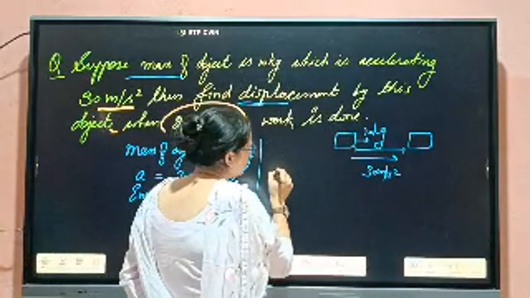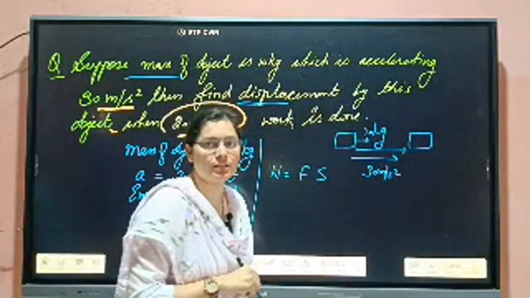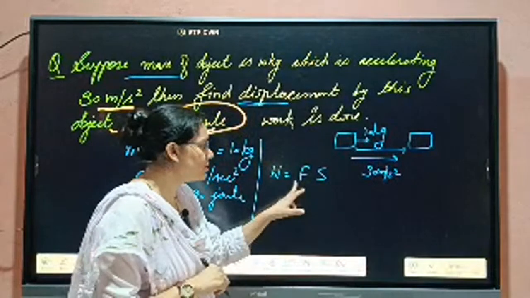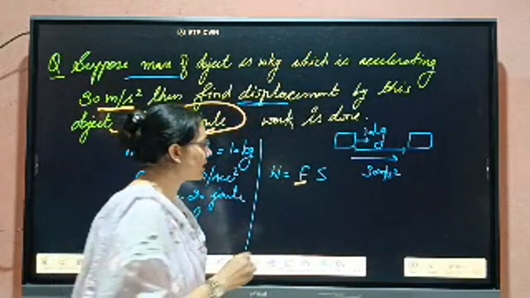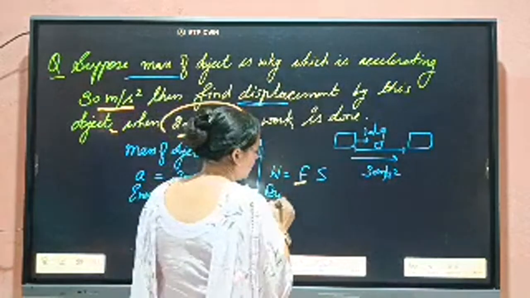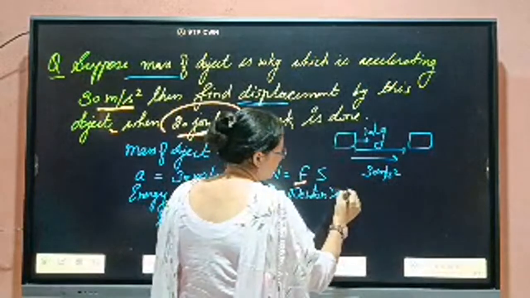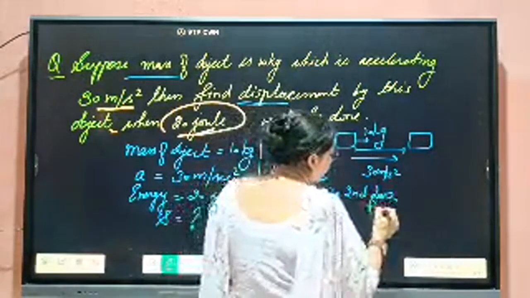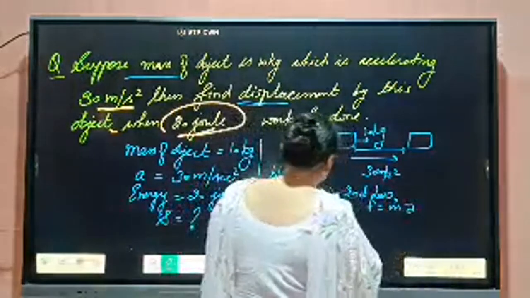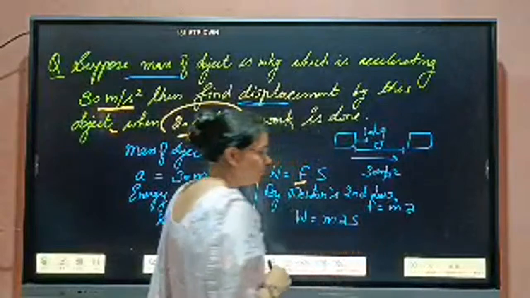First we should know about work done, which is equal to force into displacement. Yes, no? Okay, but force is not given in your question. The body is accelerating. That's why by Newton's second law we can write F equal to ma. So work done we can write as m a s.